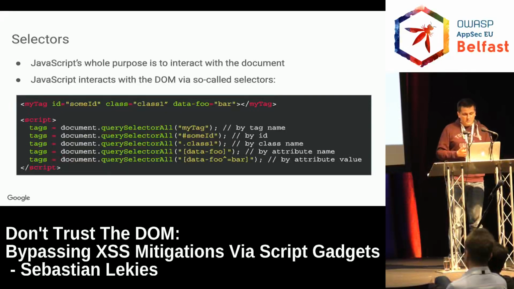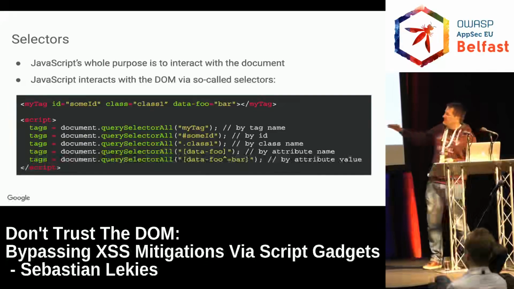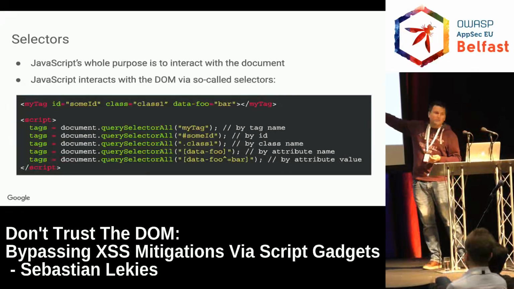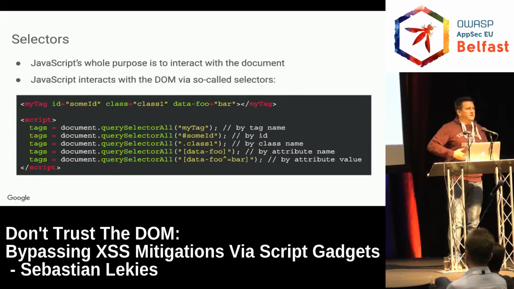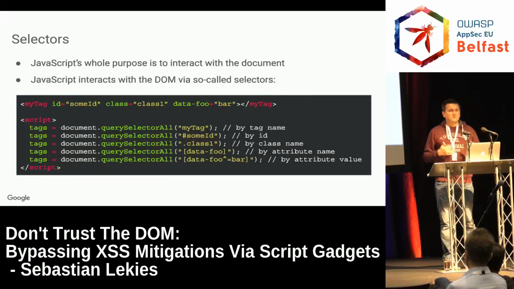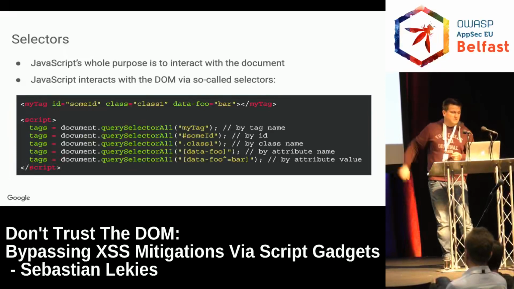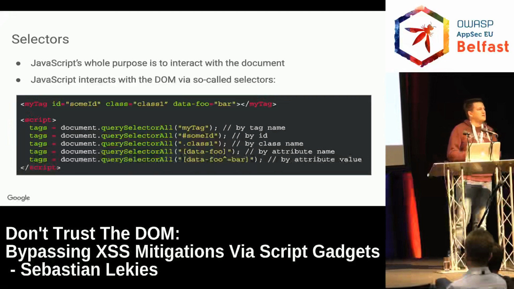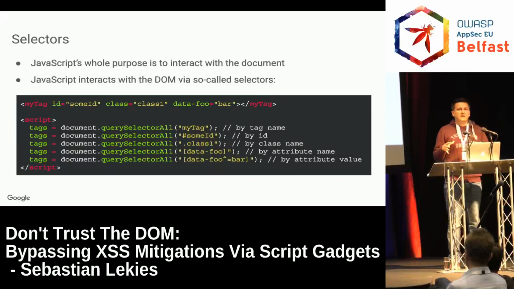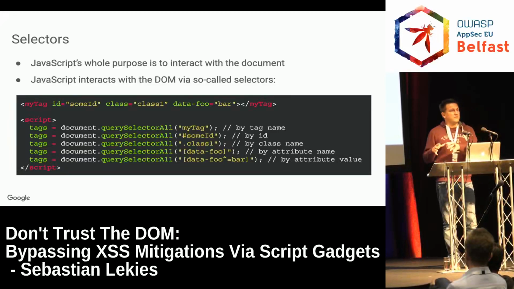And you can even do more. You can say, give me all the elements that have a data-foo attribute that begins with bar, which is the last example in this row. These selectors come in various flavors, and there are a lot of alias functions in the DOM, for example getElementById or getElementsByClassName, that allow you to interact with the DOM. But basically, you can use the querySelectorAll function to run all kinds of selectors.